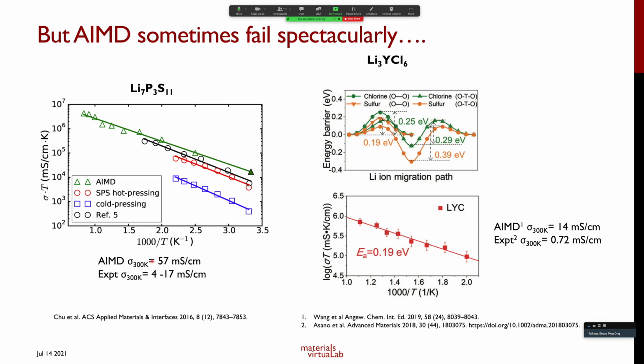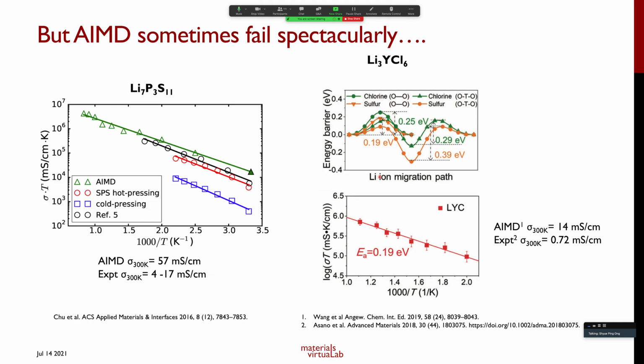We predict a room temperature ionic conductivity of 57 millisiemens per centimeter, and experimentally, no one has ever been able to get anywhere close to 57 millisiemens per centimeter. All the literature reports, including our own measurements, were around 4 to 17 millisiemens per centimeter.